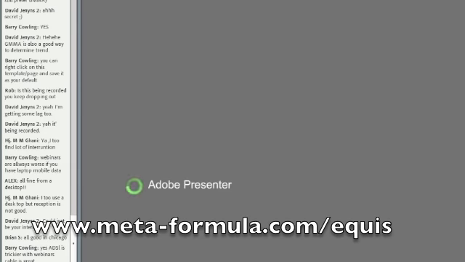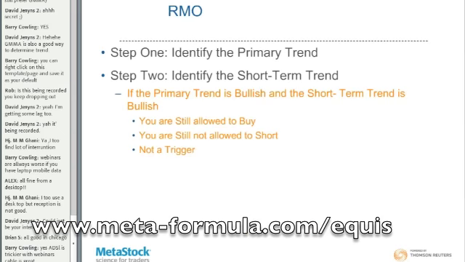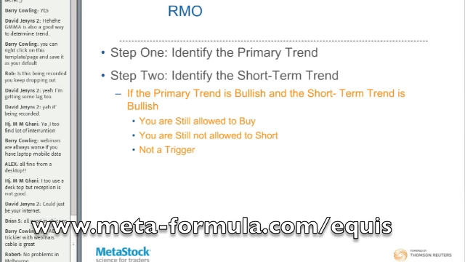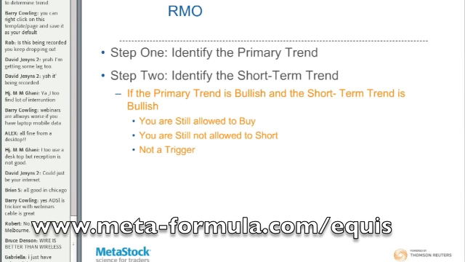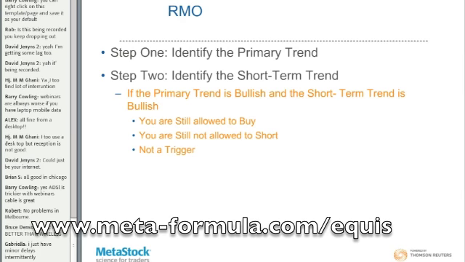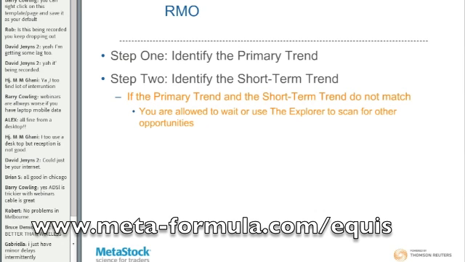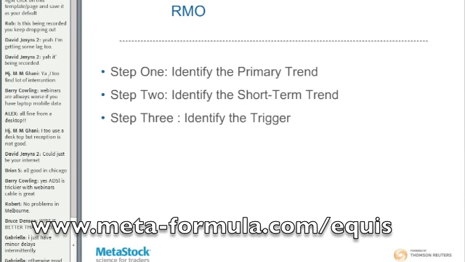Okay. So let's go back into the presentation for a second and recap. We're just going to go through a couple of slides here. Again, if the primary trend is bullish and the short-term trend is bullish, you're allowed to buy. You're still not allowed to short. Still not a trigger. So what is a trigger? If they don't match, you're allowed to wait. That's what you're allowed to do. Or you can use a scanner to look for opportunities. Right now we've got very specific entry signals in terms of what the rules are, and they're very easy to interpret.